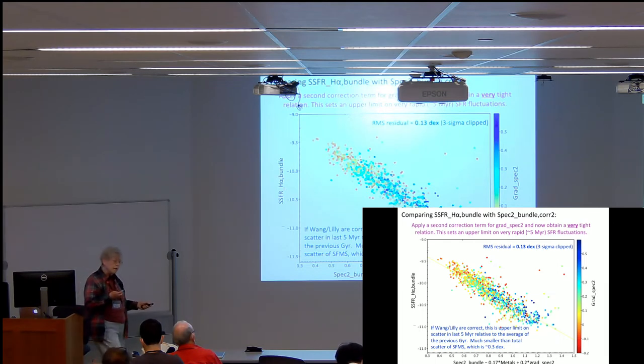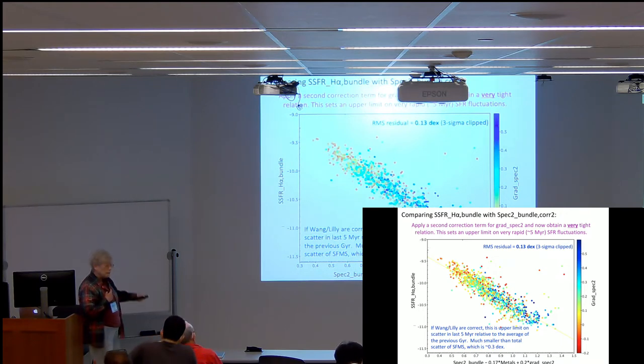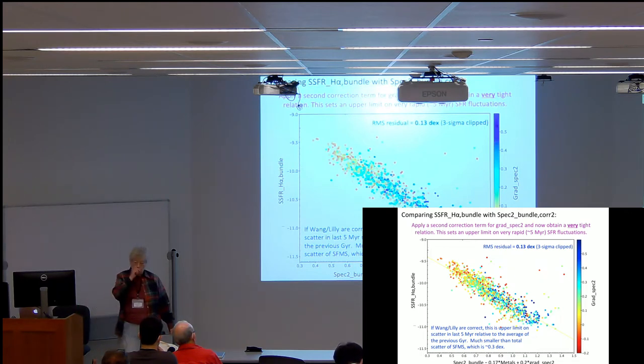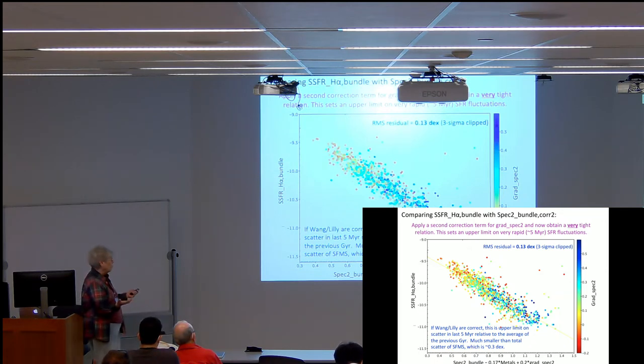There is an incredibly elegant study by Wang and Lilly calibrating residuals like this based on stellar spectral features. And their conclusion is that the scatter in H-alpha relative to a spectral feature tells you the fluctuation in the star formation rate over the last 5 or 10 million years relative to a much longer time interval of order a gigayear. So interpreting this residual scatter of 0.13 dex, that's how we would interpret our number. Very, very small short-term star formation fluctuations in the global MaNGA galaxies.